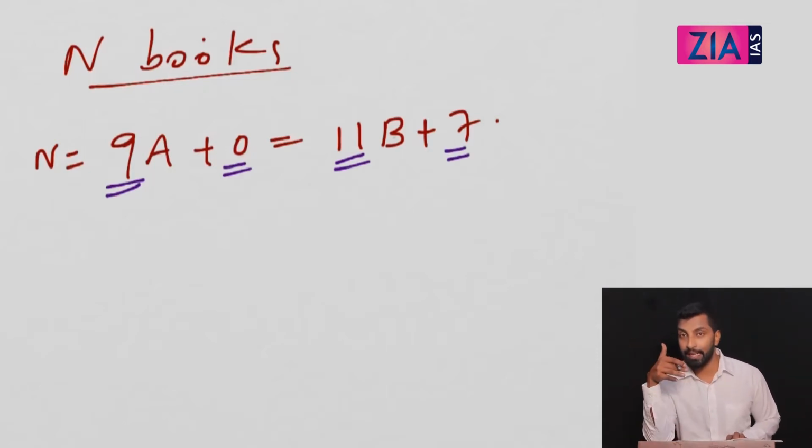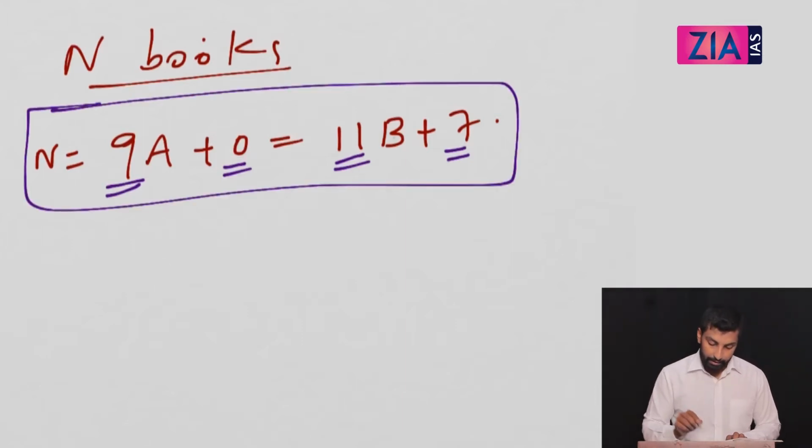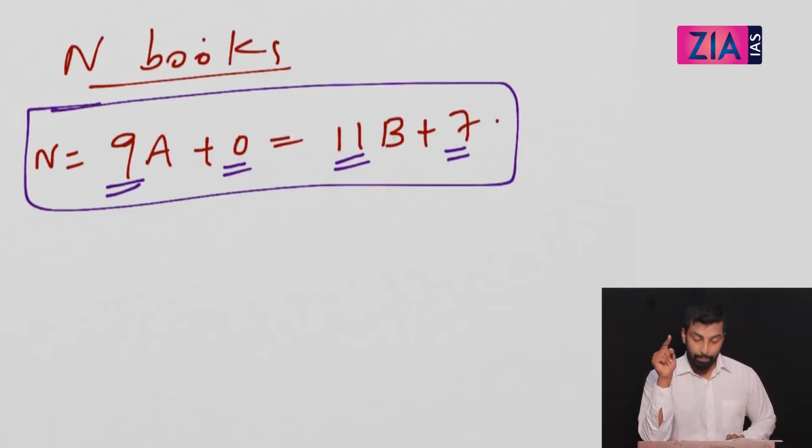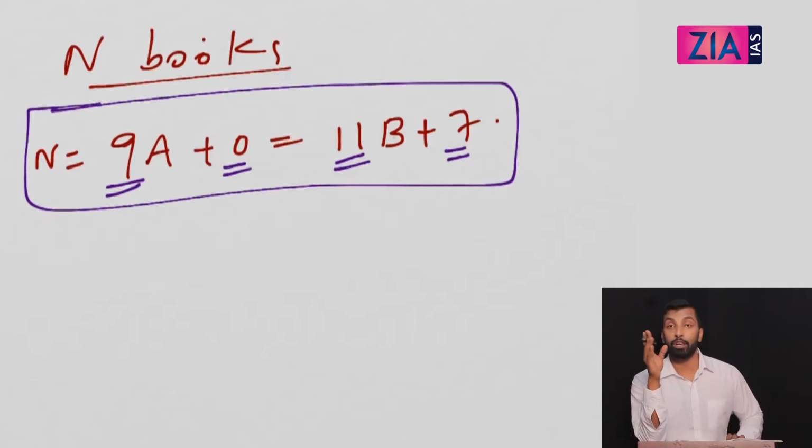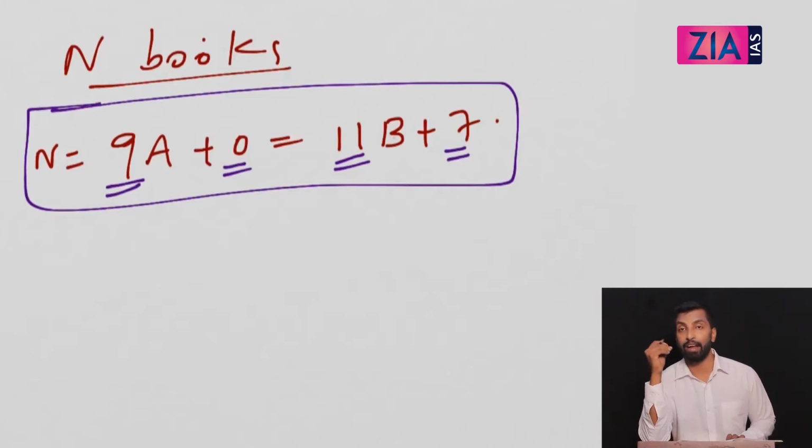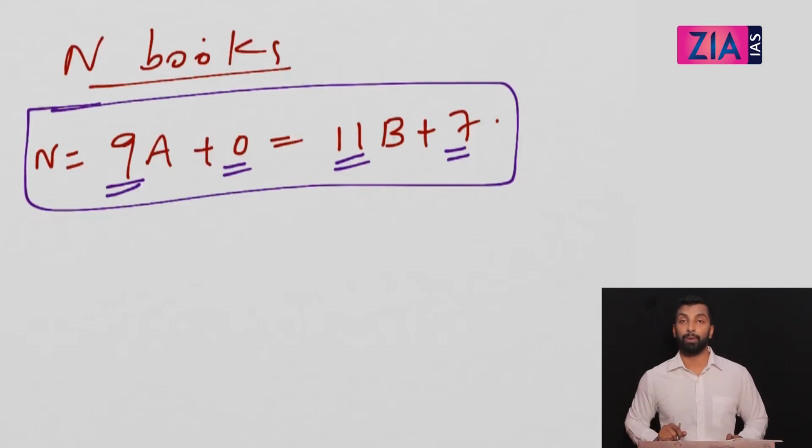So I discussed 3 different questions with this same story. What are the 3 questions? First, a number when divided by 9 gives remainder 0, and when divided by 11 gives remainder 7. What is the number, or what is the first possible number? Second, I have n books in a shelf. If I group them into groups of 9, nothing is left out. If I group them into groups of 11, 7 books are left out. How many minimum books are possible?